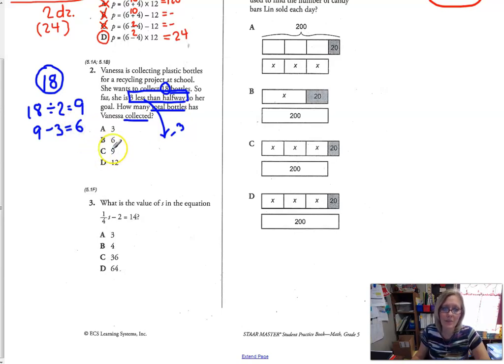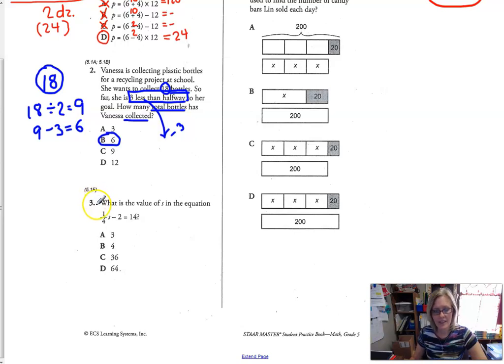But notice how they put the wrong answer there. But it looks right for a second. So 6 is the answer. And see how you had to be very careful to notice every word in the problem. That's why we do the cube strategy. Now let's go to our next problem, number 3.